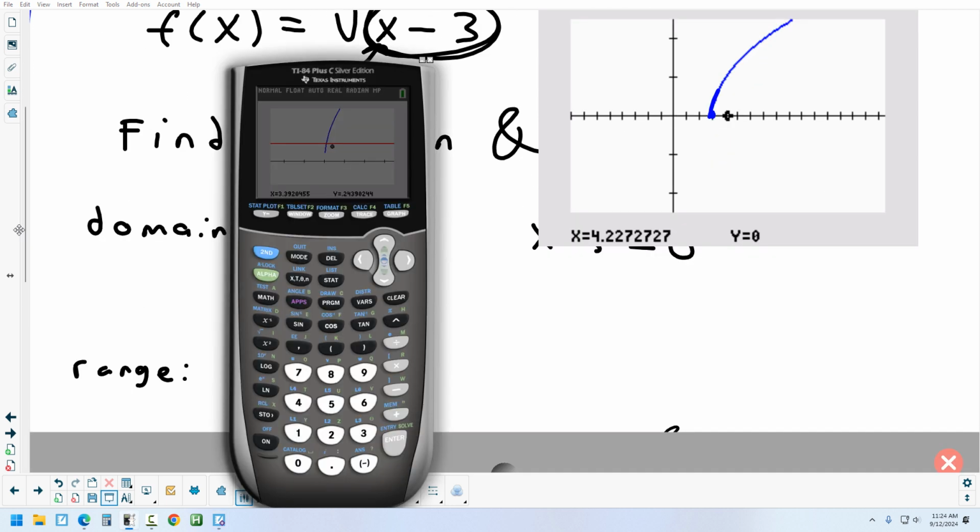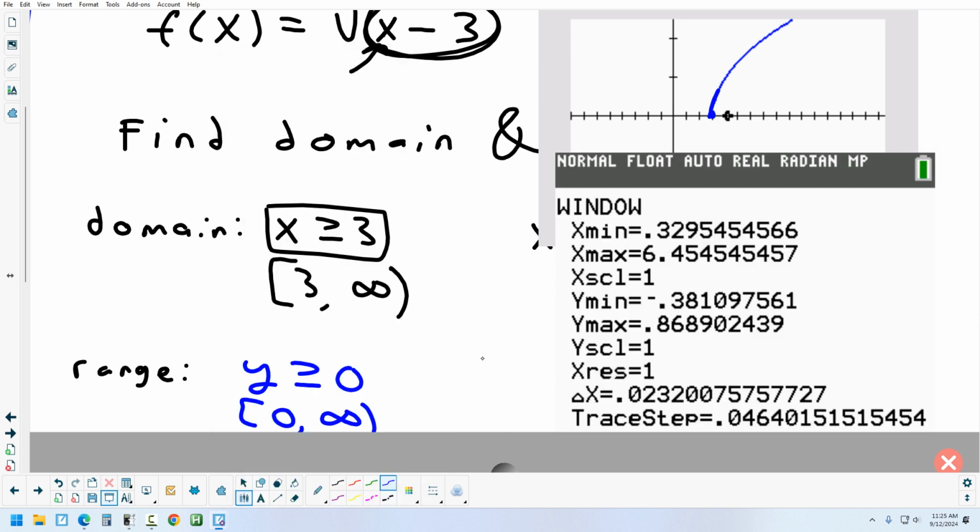Okay. And they did say to write down the window. Since I did some zooming in and out, I let the calculator pick some values. That's why the values look so weird, because the calculator picked decimals. I think what we had originally was fine.